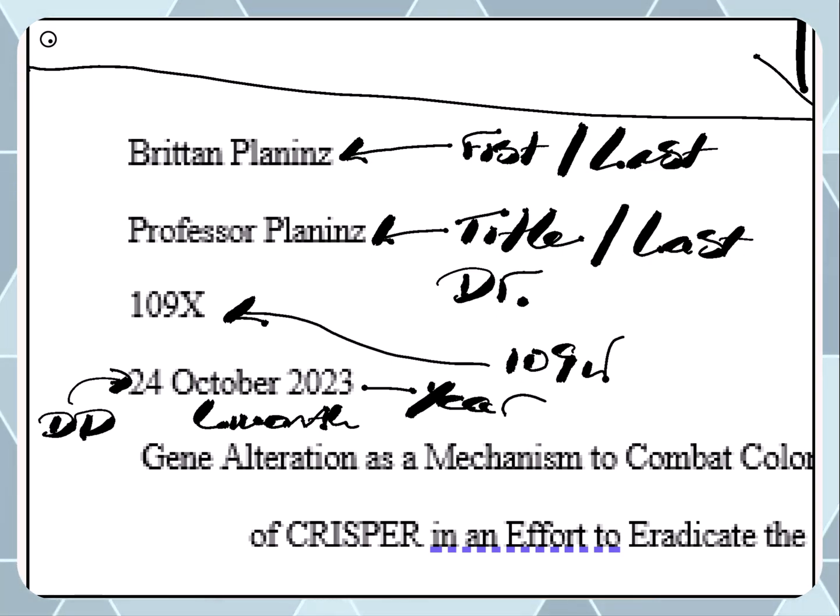So we don't go 10/24/23, we don't go 24/10/2023, it's 24 October 2023. I want to make this clear because I've seen variations from different students, and MLA only has one way in which you do that.